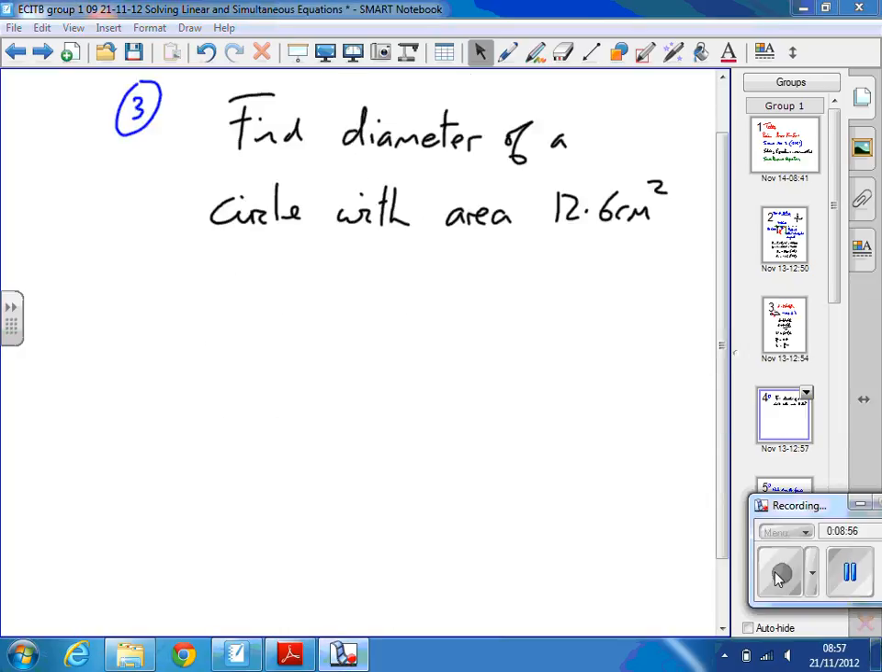So to do this question, we first of all need to remember what the formula is for the area of a circle. Pi r squared. And then we need to remember that actually the diameter of a circle, which is what we're after, is 2 times the radius. So those are the two pieces of information we're going to use. So our plan to do this question is to rearrange that formula for the area so we can find the radius, and then once we've got the radius, times that by 2 to get the diameter.